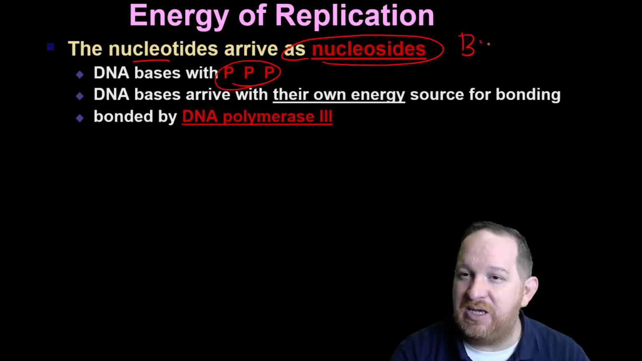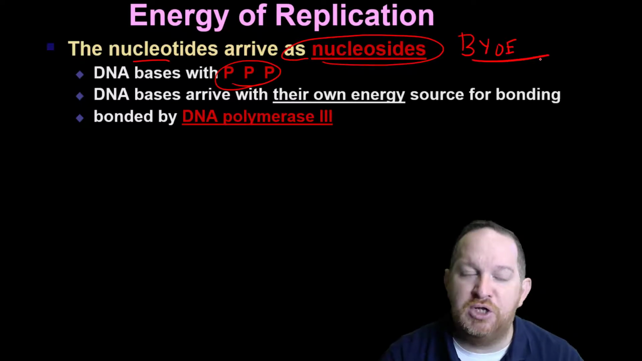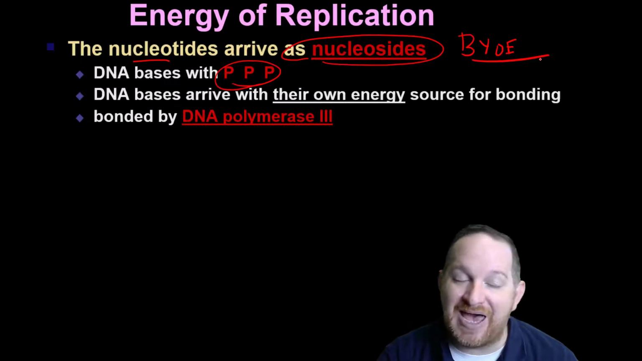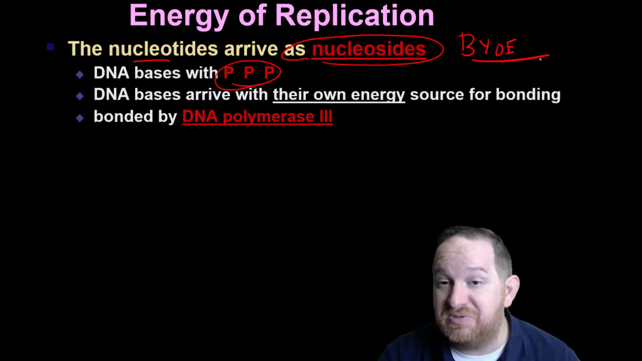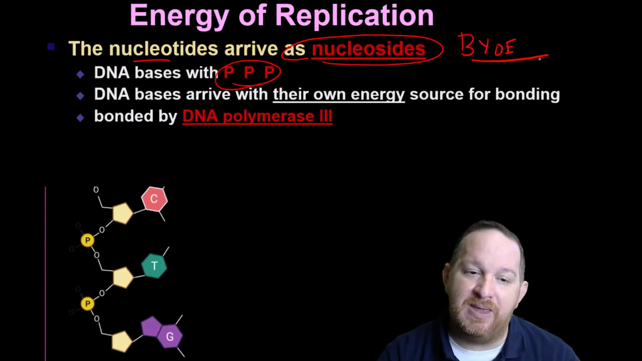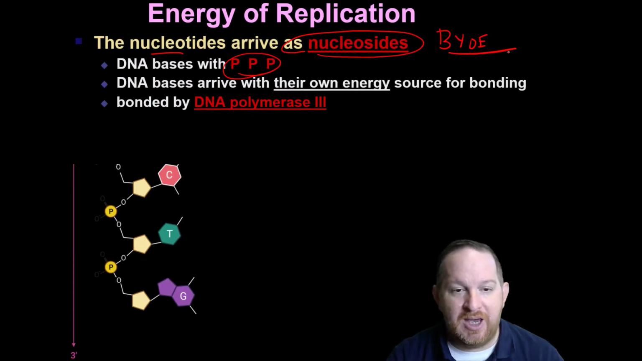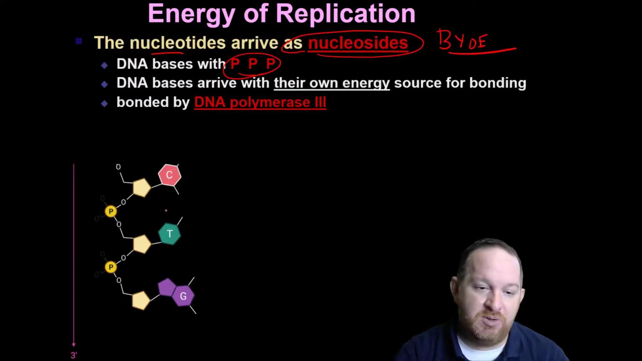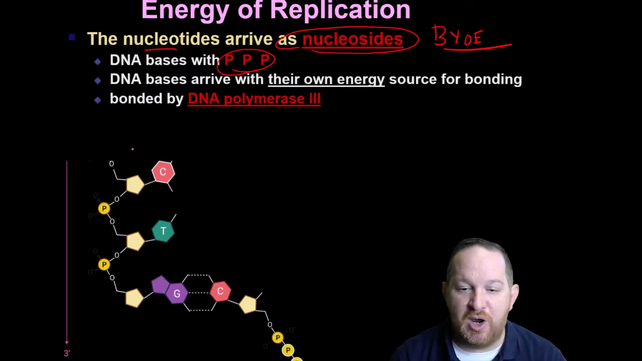I like to think of it as BYOE, bring your own energy. So these DNA bases actually come with 3 phosphate groups, which is their own source for energy, and DNA polymerase 3 will bind them. So let's go back to our little single strand here. We're going to add that. Remember, DNA is read from the 3' to 5' direction.